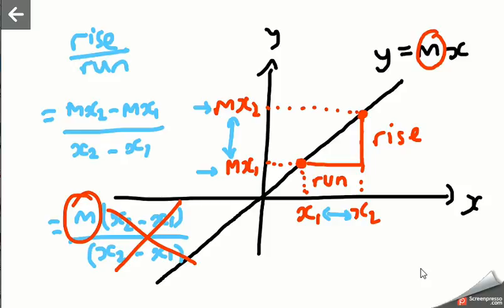And so given any 2 points on your line, you can always calculate the gradient by calculating rise and run, and then dividing rise by run. So remember, in general, m is equal to rise divided by run. And you can find the rise and the run using 2 points on the line.